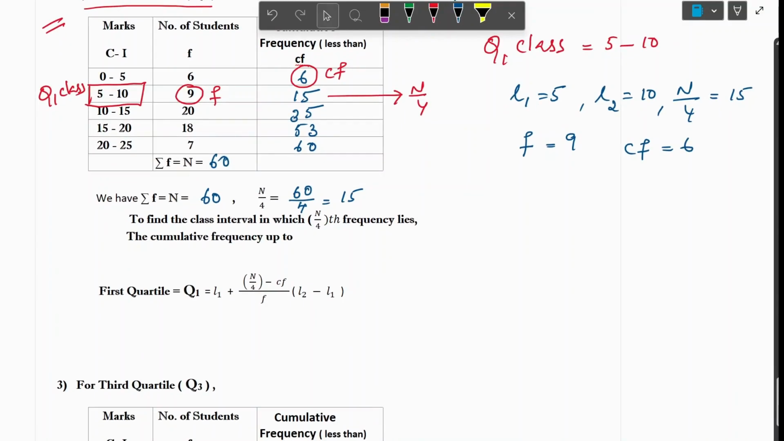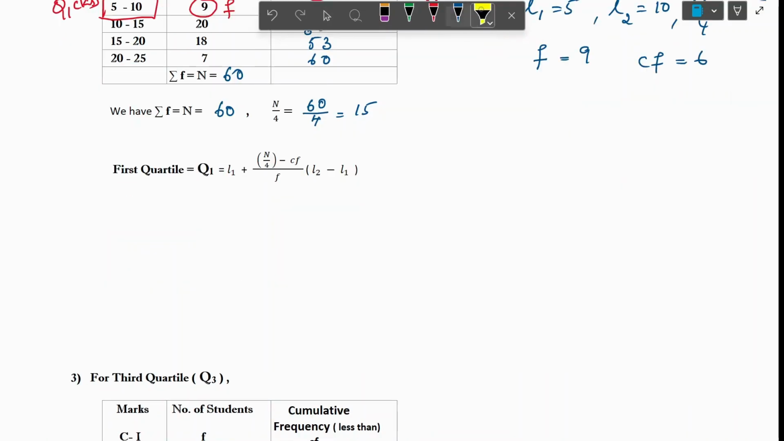What is the formula here? Now we'll use the formula. The first quartile Q1 equals L1 plus. See where the difference comes. Instead of small m, which is actually n by 2, here we have written n upon 4. That means this is the formula: L1 plus (n by 4 minus CF) divided by F into (L2 minus L1). The same as the median formula only.